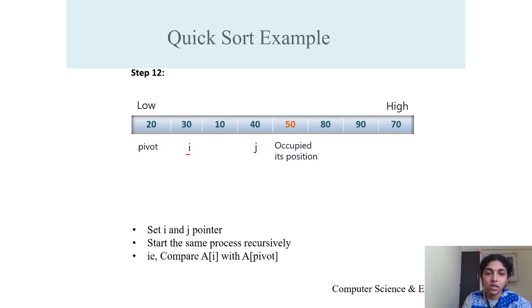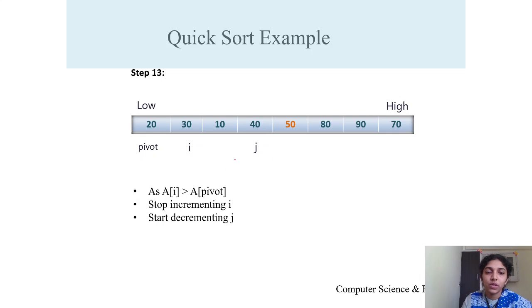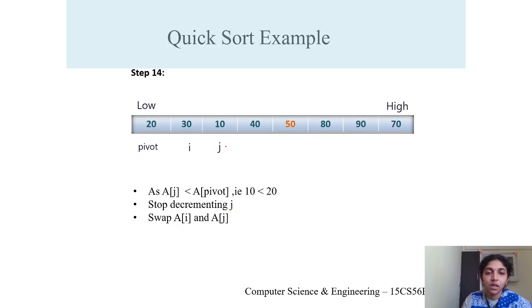When you set i here, you have to check whether 30 is less than 20. No, so stop incrementing i. Okay, now start with j. Is 40 greater than 20? Yes. Now j will come here. We can see here, as a of i is greater than a of pivot, stop incrementing i and start decrementing j. Okay, now j will become j minus minus, so j will point to 10.